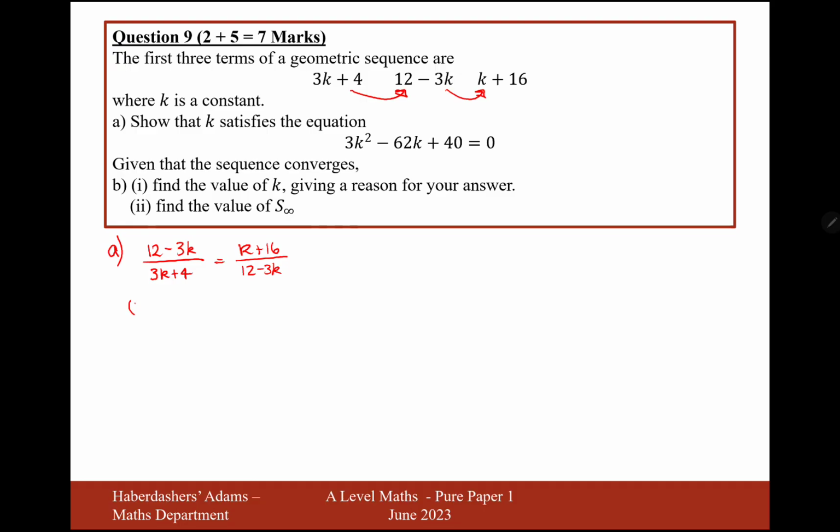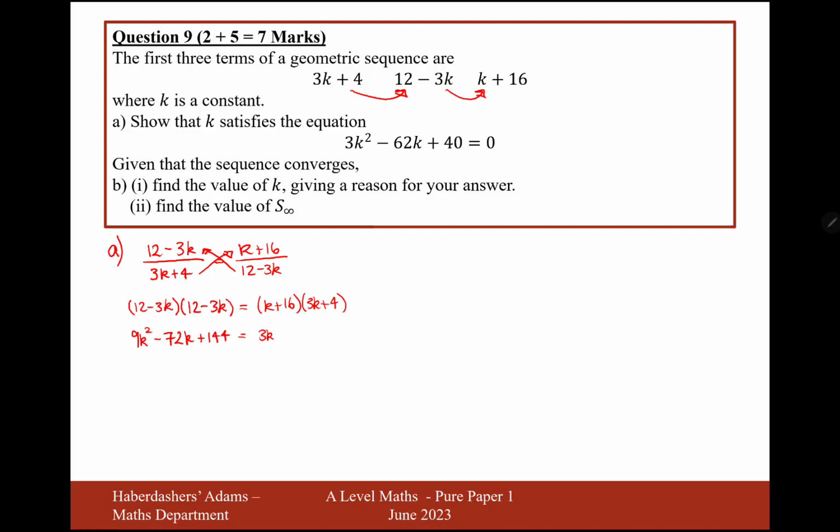So what we're now going to do is some cross multiplying. So the 12 minus 3k from the bottom right now moves to the top left. And the 3k plus 4 now moves to the top right. Cross multiplying, that moves to there, that moves to there. Expand your brackets: 9k squared minus 36 minus 72k, add 144.